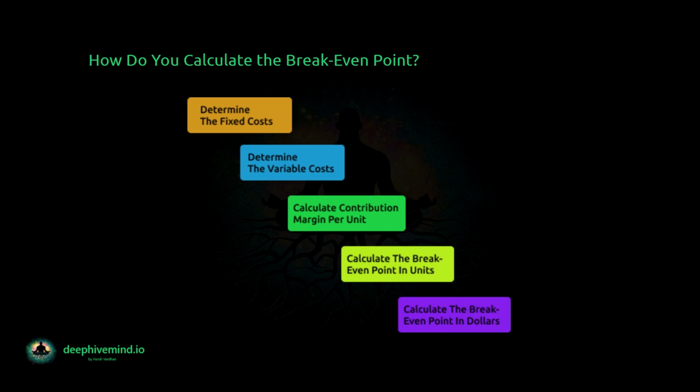Determine the fixed costs. These are the costs that do not vary with the level of production or sales, such as rent, salaries, insurance, and utilities. Determine the variable costs. These are the costs that vary with the level of production or sales, such as raw materials, direct labor, and sales commissions.